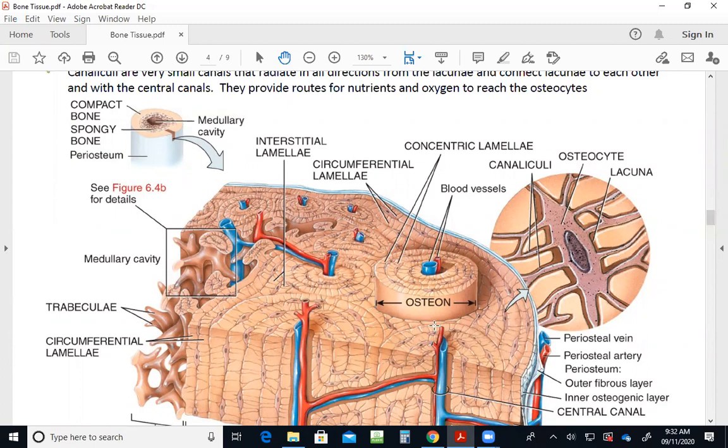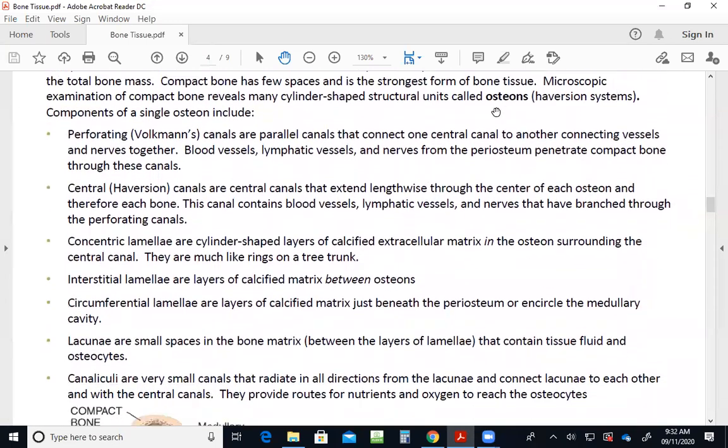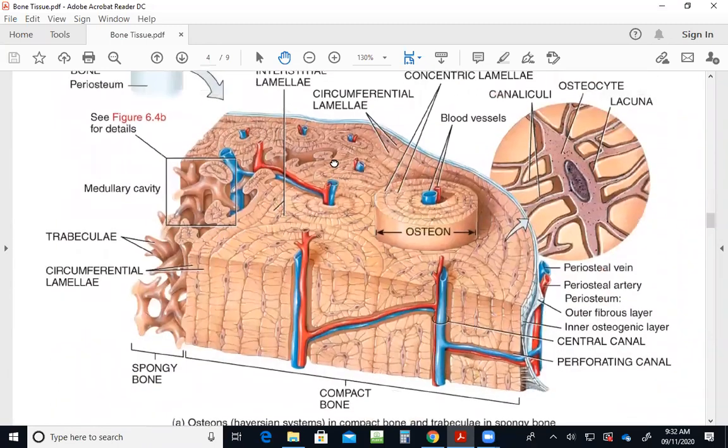Think of them kind of like tree trunks. Very cylindrical, round in structure. They have another name, Haversian systems, but you'll never hear me call them that. Osteon is what I will use 100% of the time.